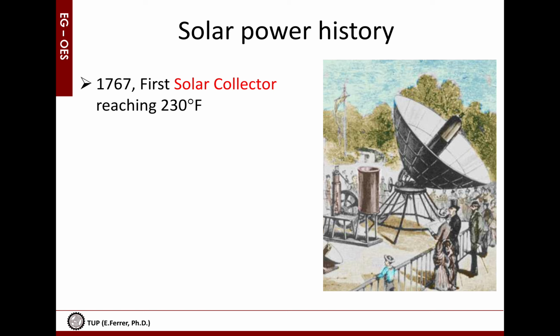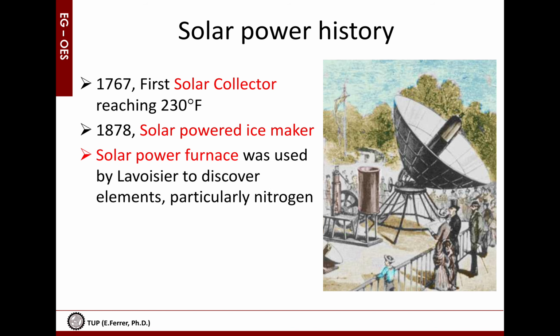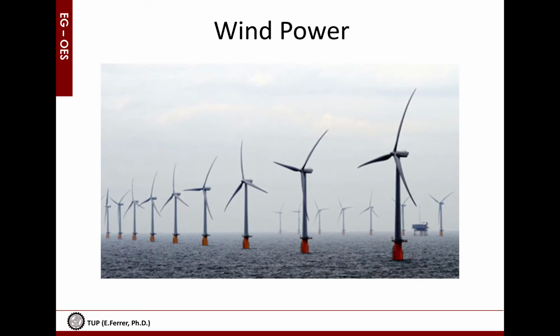So solar power in history. We have history here, from 1767, and then we have 1876. The solar power furnace was used by Lavoisier to discover elements, particularly nitrogen. Then solar power and distillation were used by the French Foreign Legion and still used today.